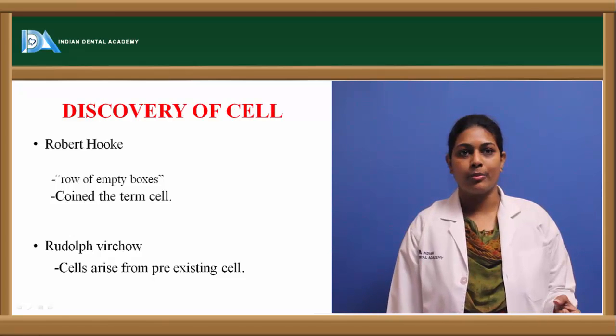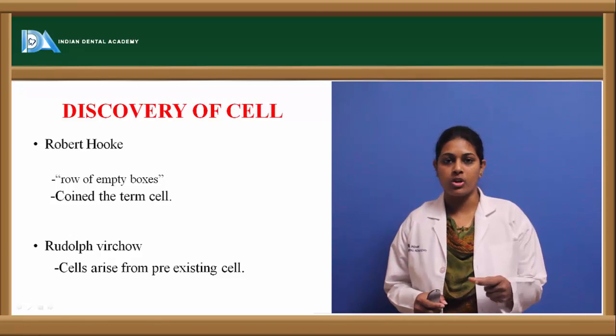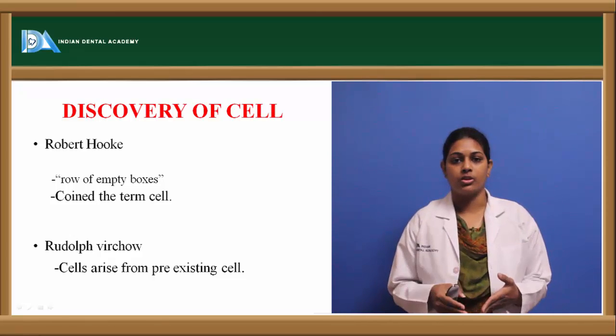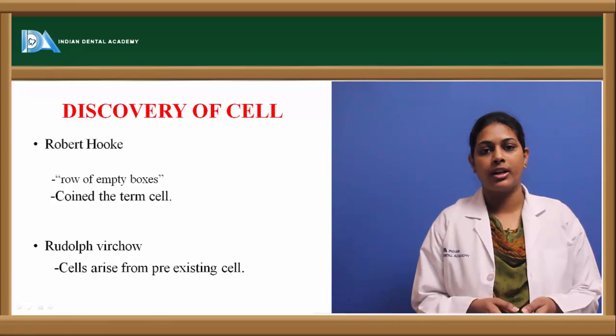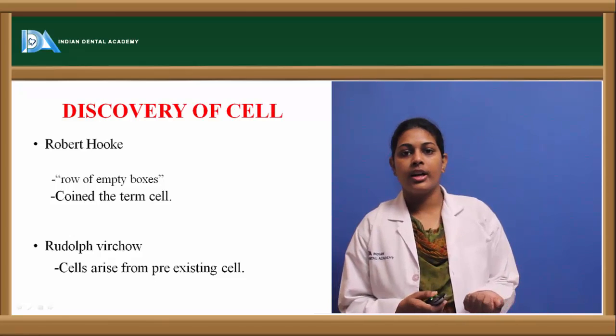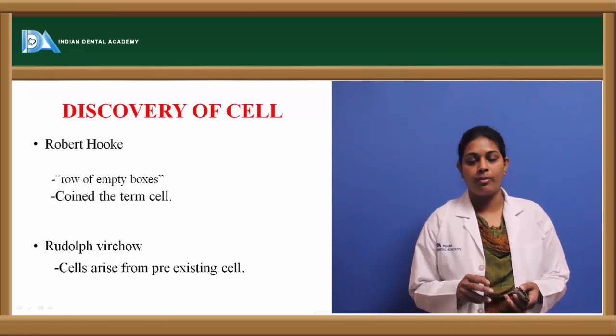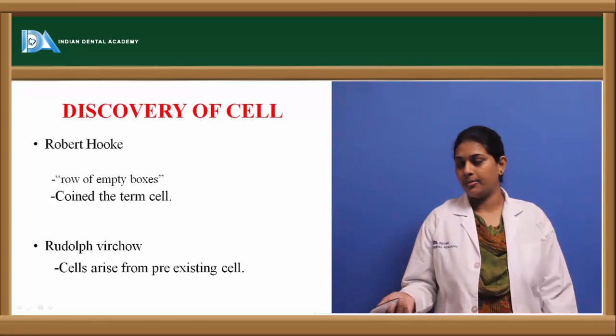He observed it under a microscope, where he found rows of empty boxes which appeared to be pores or boxes arranged in rows. Since properly developed microscopes with high magnification or high resolution did not exist, he observed it under low magnification only and coined the term cell.